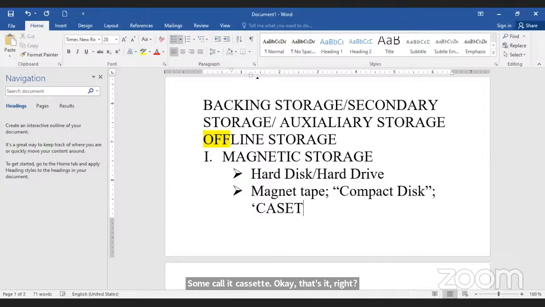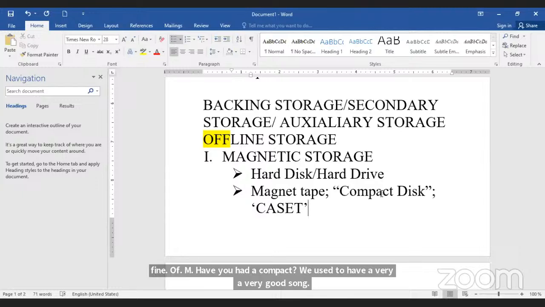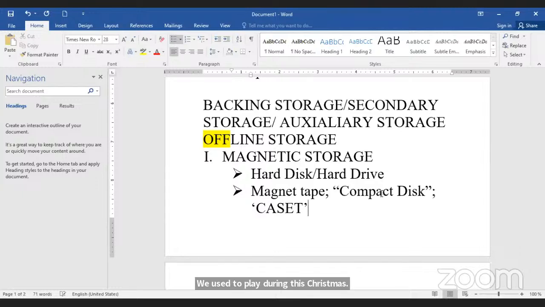I remember a guy I gave my cassette, my compact disc of Marumbini, isn't it? Have you had a compact? We used to have a very good song that we used to play during Christmas, especially from the friends who come from Uasin Gishu, or I don't know, from Mount Elgon. Marumbini, isn't it?